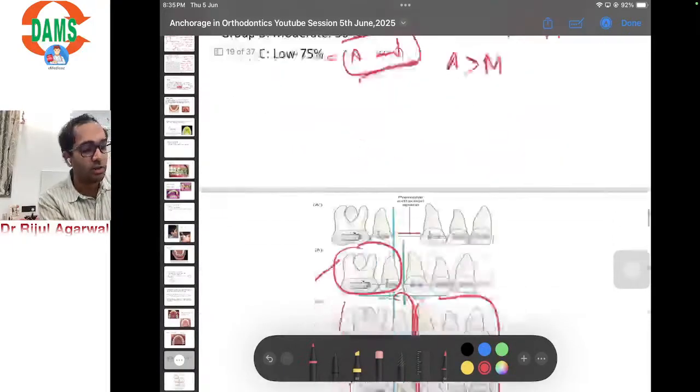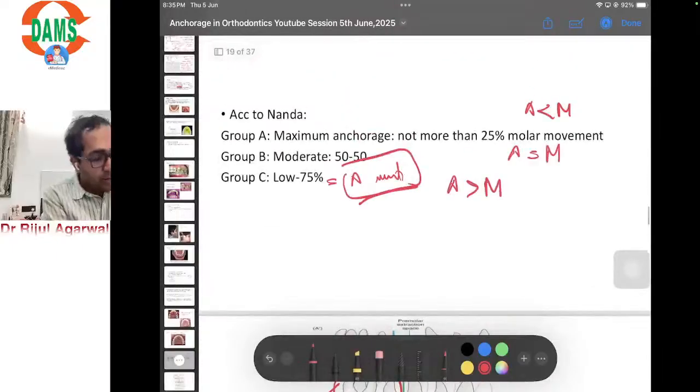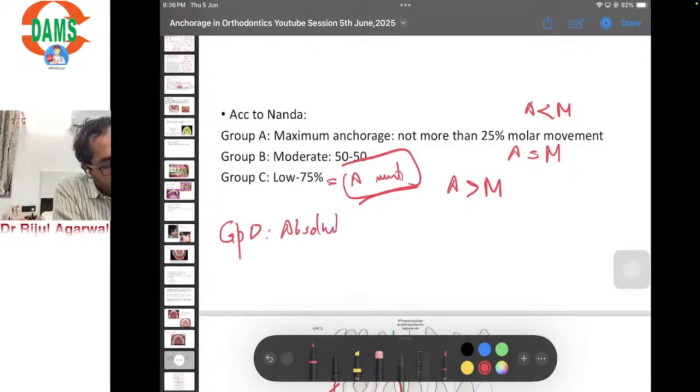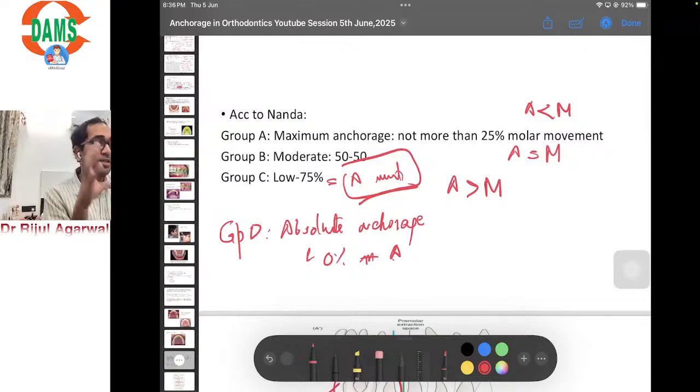according to the type of movement desired by the orthodontist. Now later on, this classification system was further modified and a group D was added. Group D means absolute anchorage. That means a situation in which there is 0% movement of the A unit, that is 100% anchorage. So how do we get absolute anchorage?